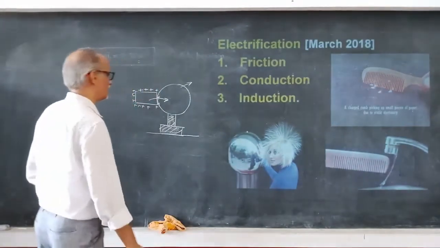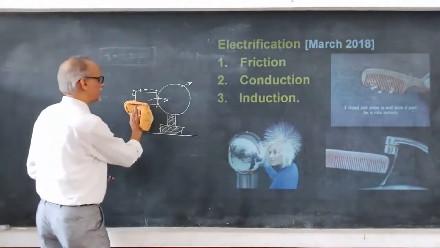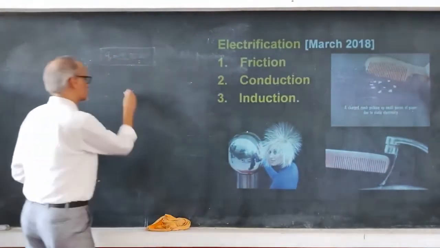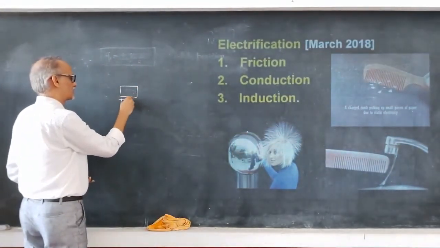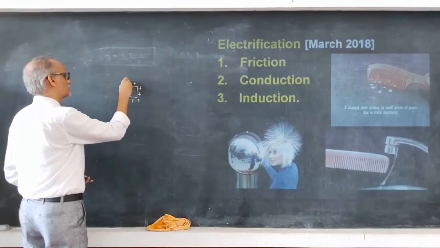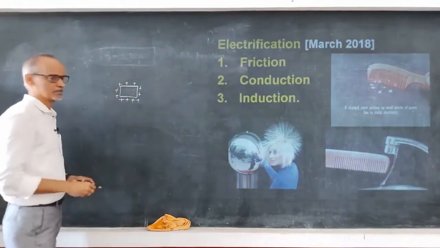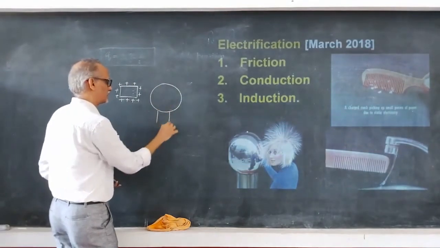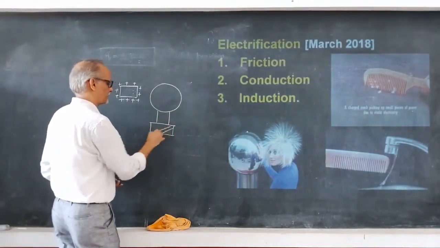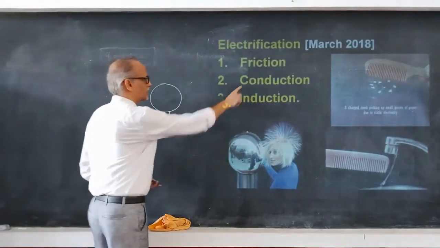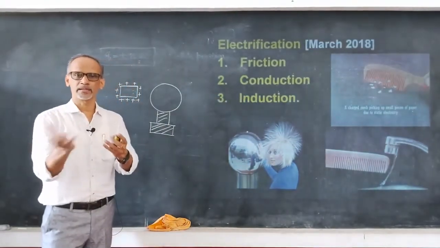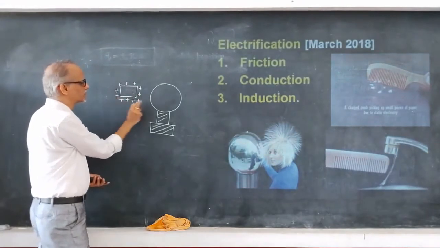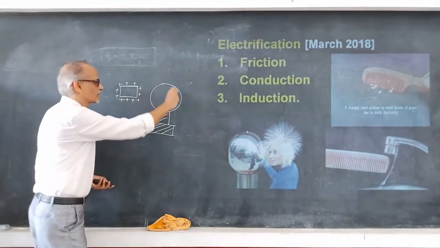The third method is called electrification by induction. In this method, we place a conductor with any charge, okay, positive or negative, nearer another conductor. We don't place them in contact. In conduction, we have to place the two bodies in contact. Only then flow of charges takes place. But here, we place the body nearer a conductor.